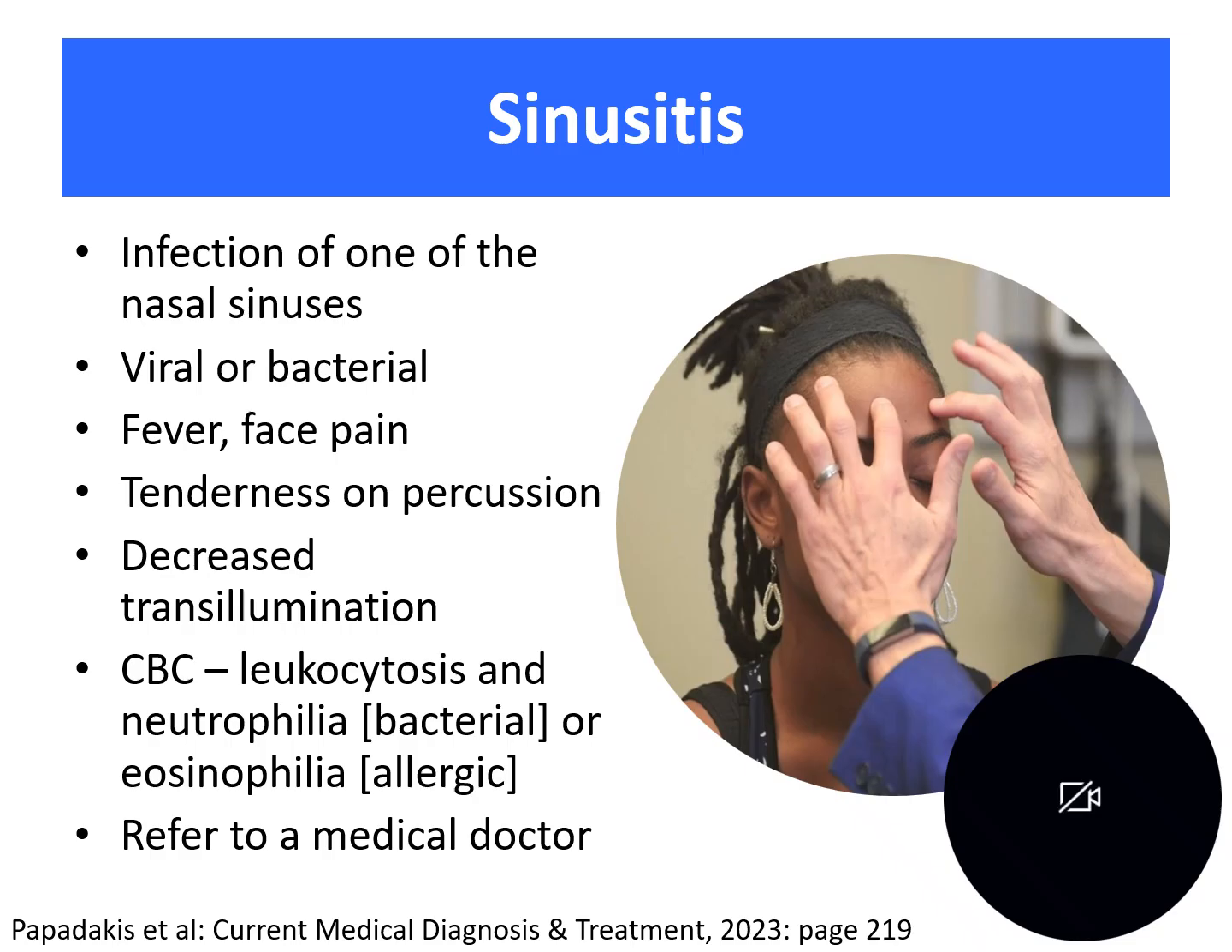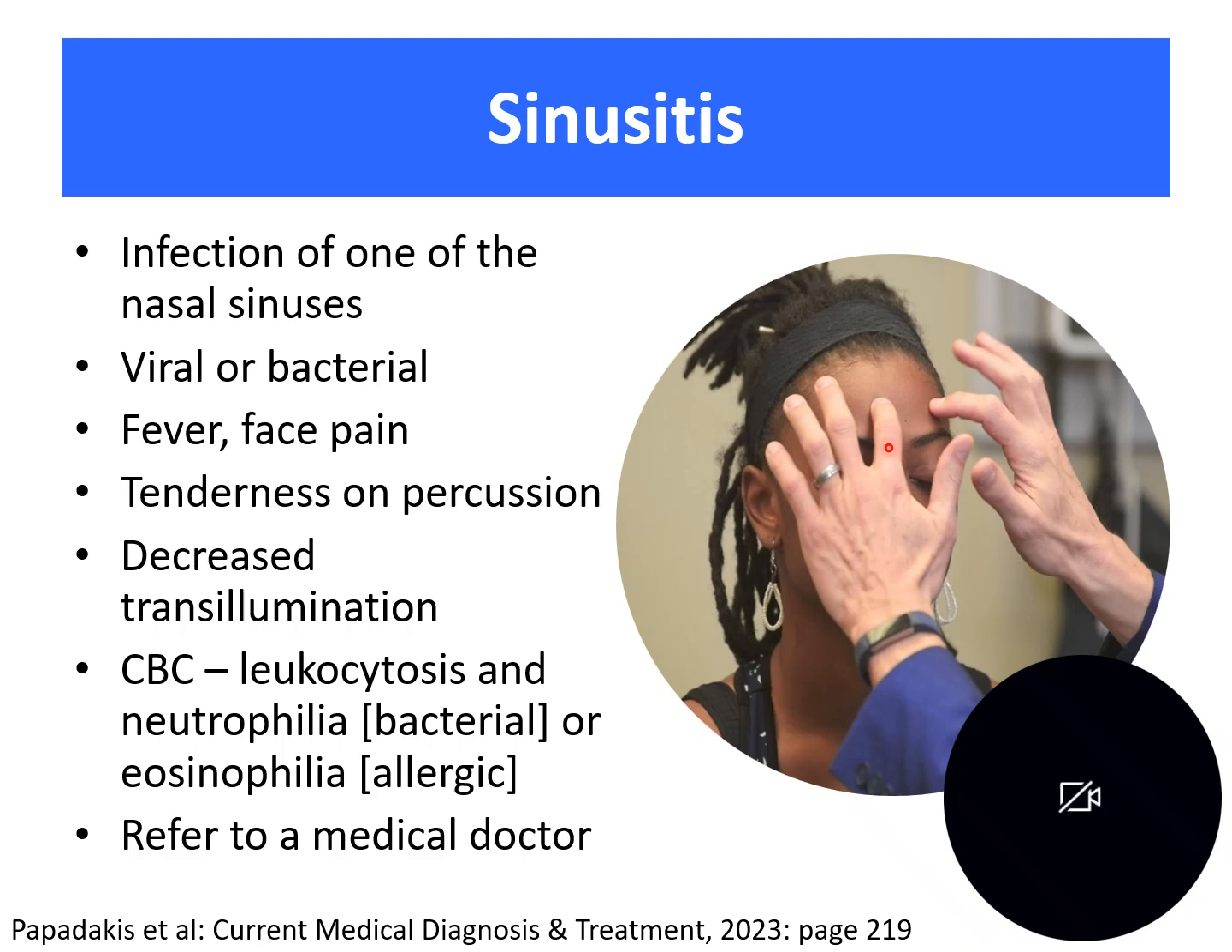Now, the causes of sinusitis could either be viral or bacterial, and typically they present with mild to moderate fever, pain in the face, and tenderness on percussion over the affected sinus. So if you were to percuss in the middle there or on either side above the supraorbital ridge, that would be the extent of the frontal sinus.